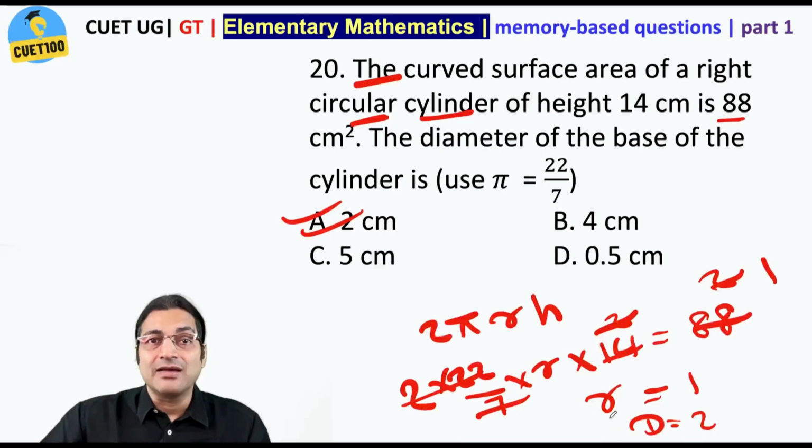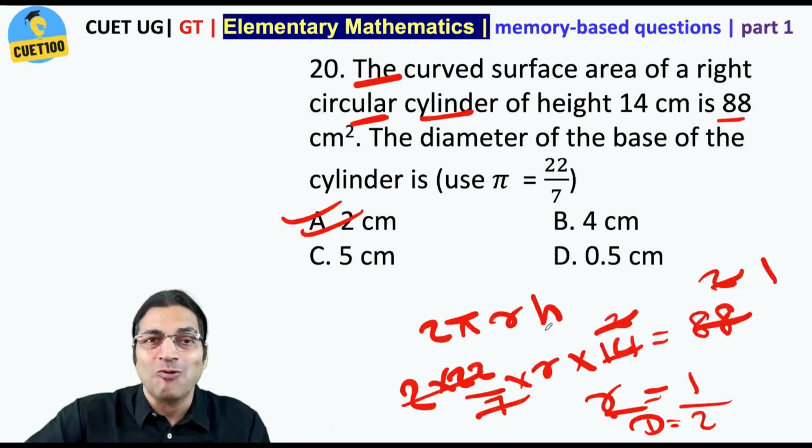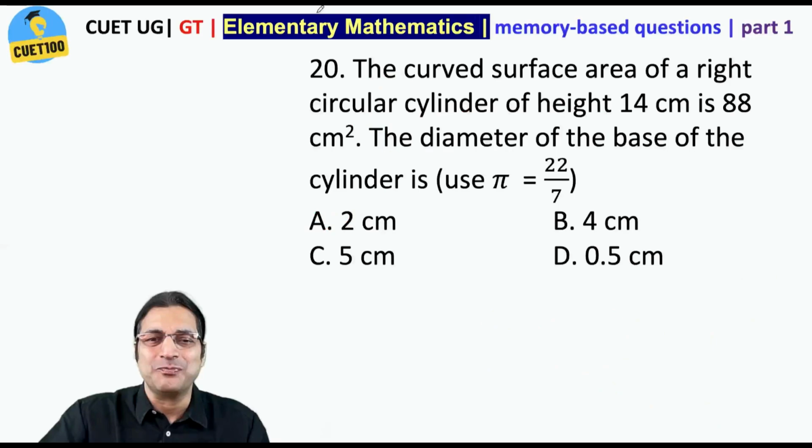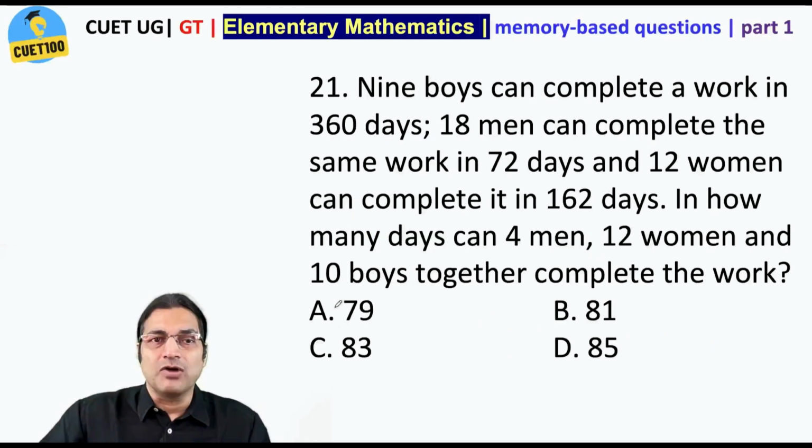Okay. Ideally, one of the options should have been 1. Why? Because many people, the moment they get r is equal to 1, they look for 1 as the answer and there is negative marking. Alright, but it appears that this examination hasn't put very smart options. Alright, okay. What about this?